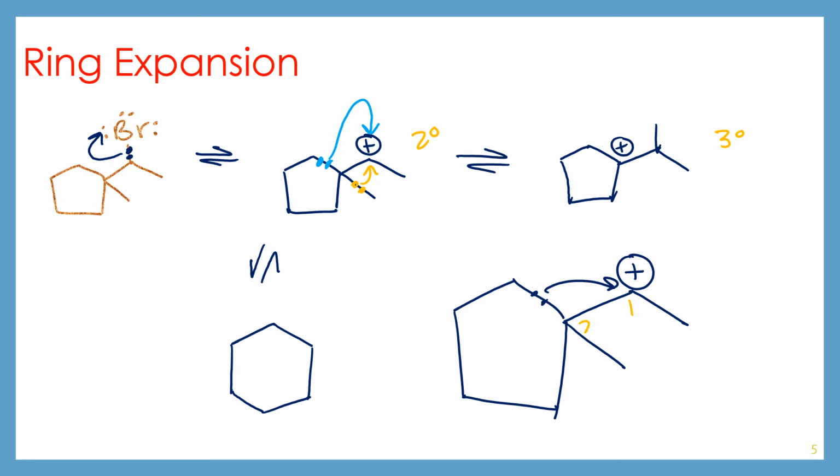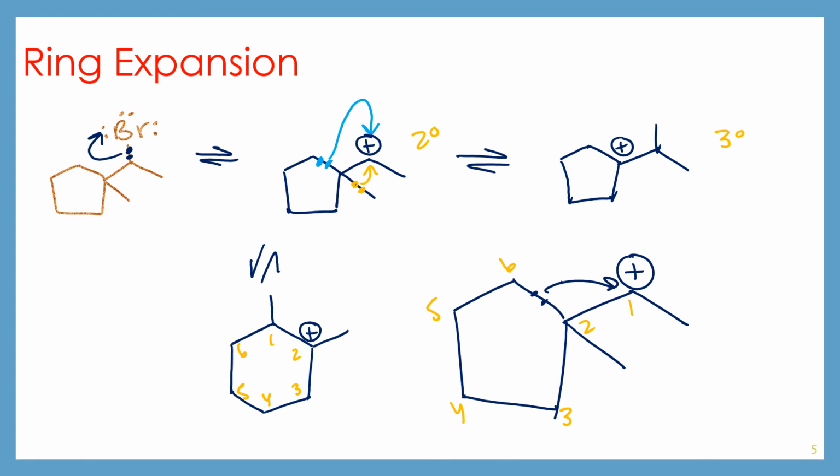So 1, 2, 3, 4, 5, 6. I know based off of my image here that carbon 1 and 2 should have a methyl group on it. Also, I made a new bond between 6 and 1 with my arrow, and I broke the bond between 6 and 2. So 2 is where my new carbocation is.